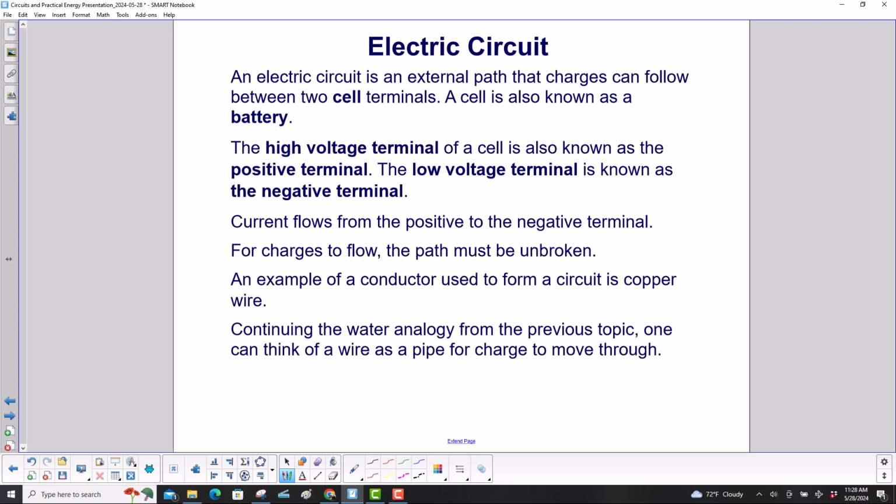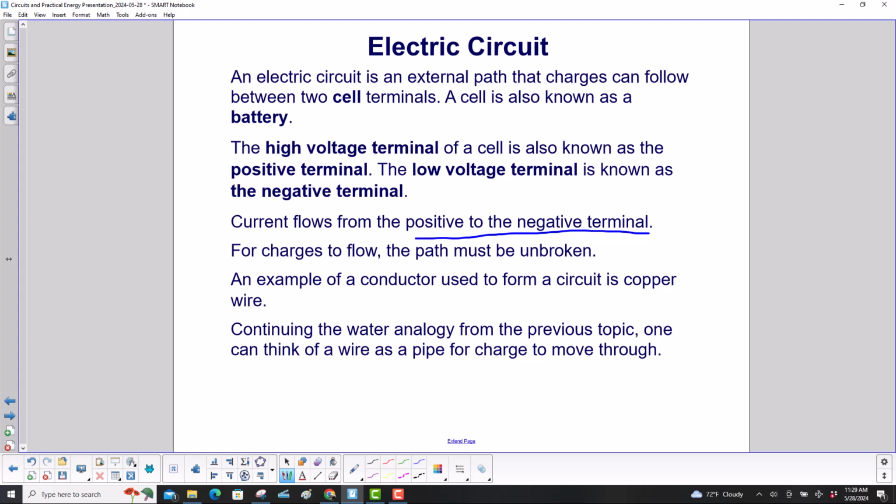An electric circuit is an external path that charges can follow between two cell terminals. A cell is also known as a battery. The high voltage terminal of a cell is also known as the positive terminal. The low voltage terminal is known as the negative terminal. Current flows from the positive to the negative terminal. For charges to flow, the path must be unbroken.